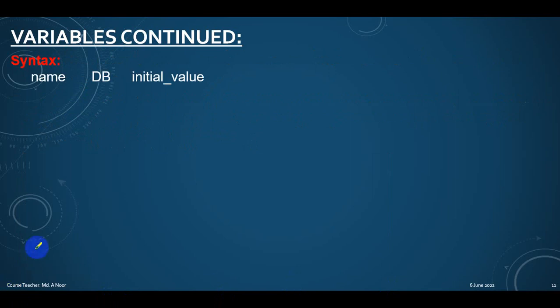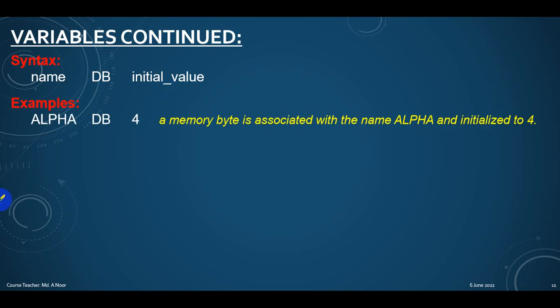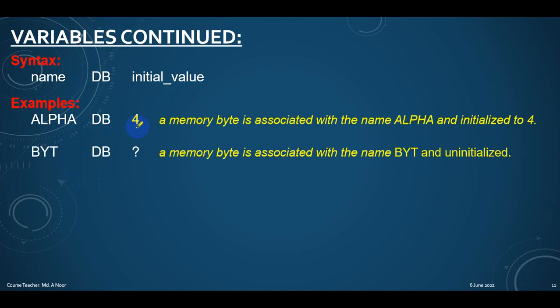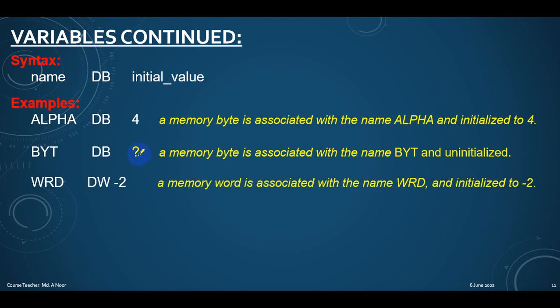Syntax: name, pseudo or directive, and the initial value of the variable. For example, what we have done over here, we have defined a variable of byte type by the name alpha and initialize that variable alpha with initial value 4. We have defined another variable called byt. Again, it is a byte type variable, and we have given a question mark, which means no initialization. Random value can be there with no initialization, question mark.